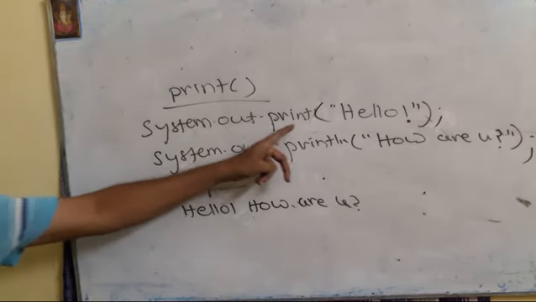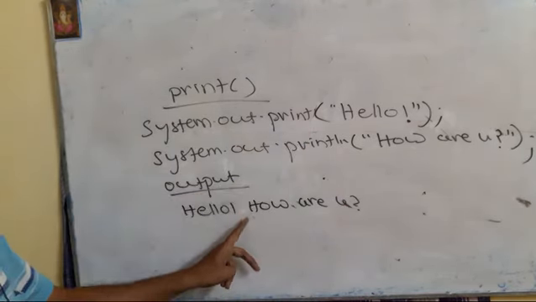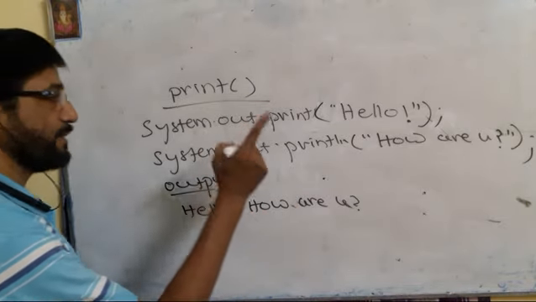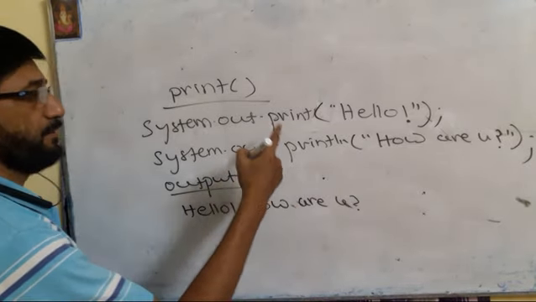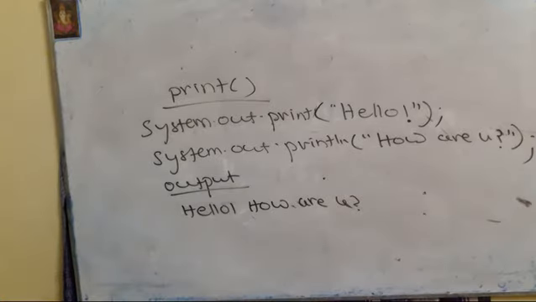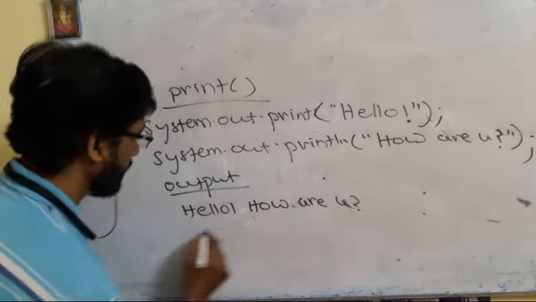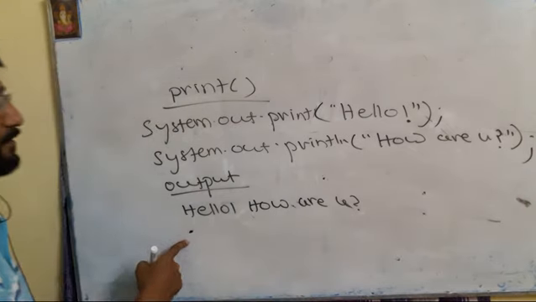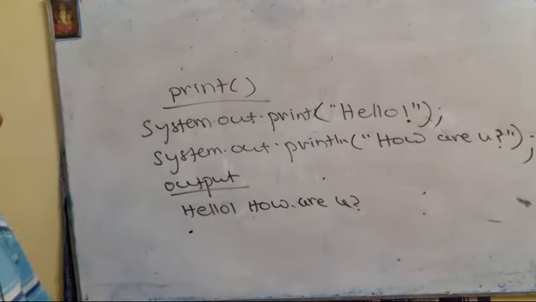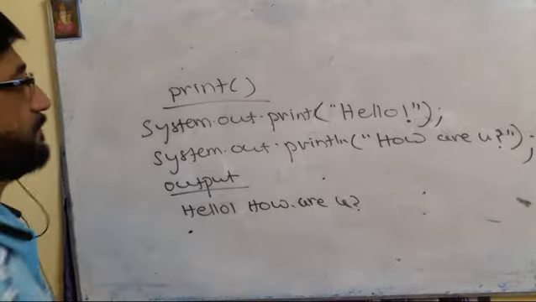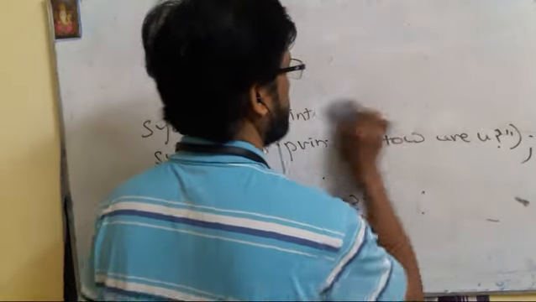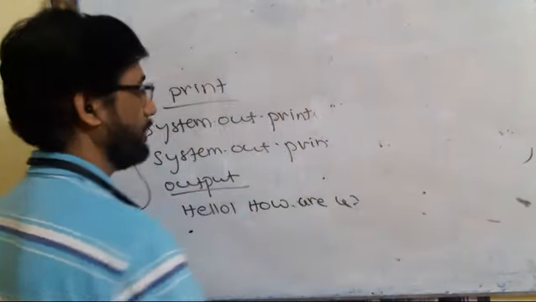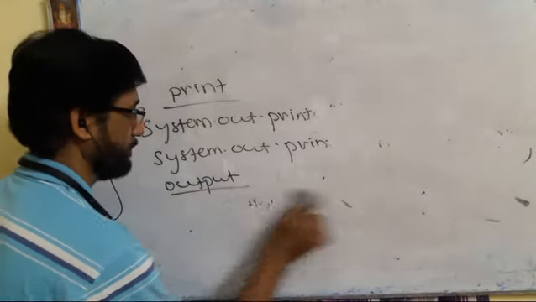So the print method is used to print the result and keep the cursor in the same line, so that the next one will be printed on the same line. The println method will print the result and bring the cursor to the next line. Now let us discuss the println method. Use of println method.